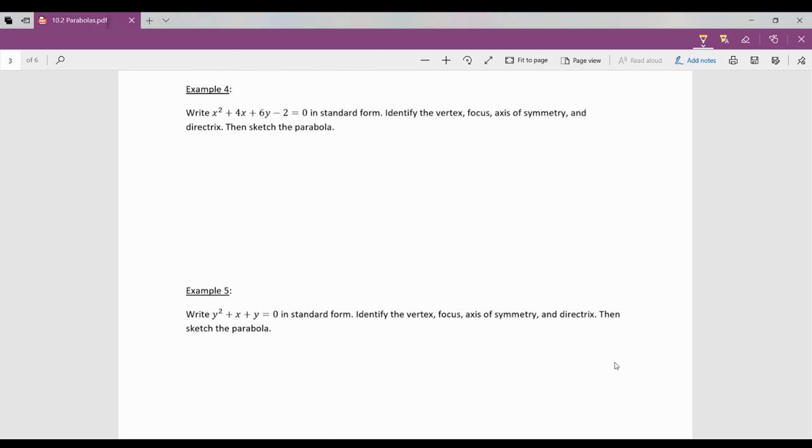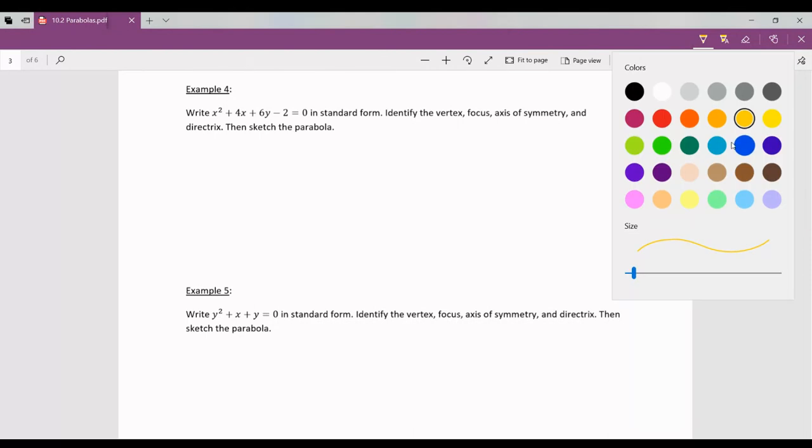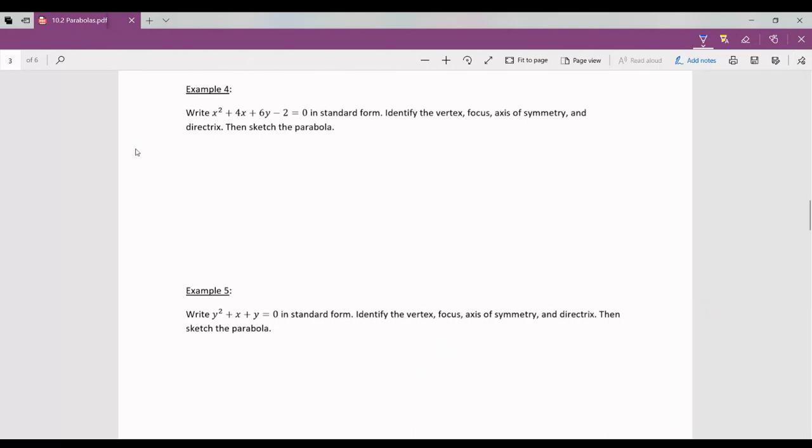Okay, on to the next part. So we have, I'm going to just change my pen color. We have x squared plus 4x plus 6y minus 2 equals 0, and we want to write that in standard form. Right now I see that the x is being squared. So the form that I want it to look like is (x minus h) squared equals 4p(y minus k). All right, so that's my goal, is to get it to look like that.